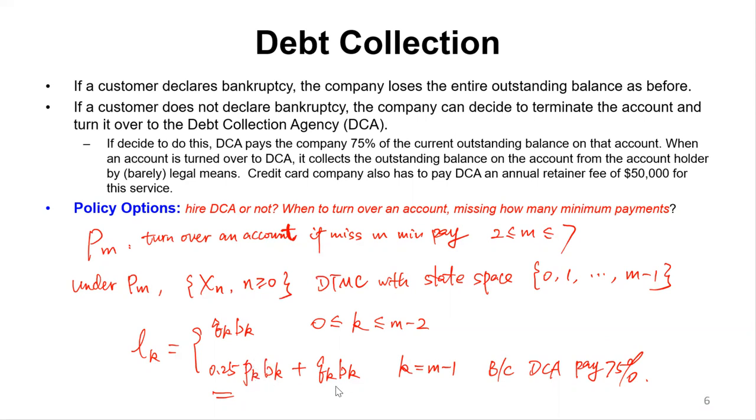But in state K, the customer can still declare bankruptcy. So there's a probability that he misses the payment, then you turn it over, or he declares bankruptcy and then you lose the entire balance. So this is the only change here, 25%. You're going to lose only 25% of the balance if they miss the K consecutive months of minimum payments, and the entire balance otherwise. This is because the DCA pays 75%.